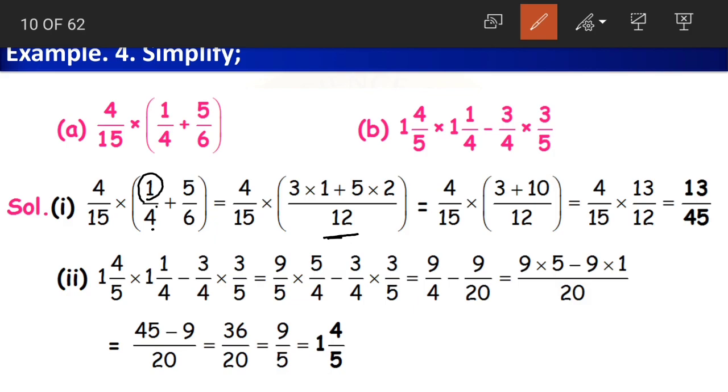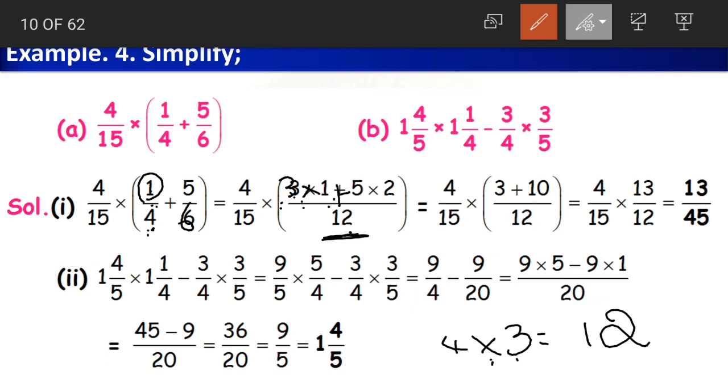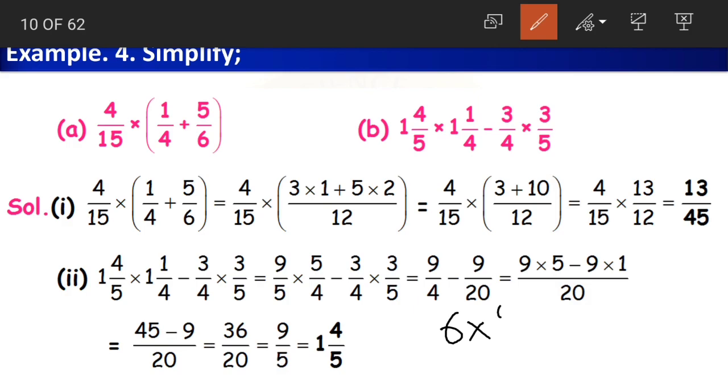Now look at the denominator. The denominator is 4 but the LCM is 12. Now how to make it 12? We know that 4 3s are 12. Yes, 4 3s are 12. So we multiply the numerator as well with 3 here. Yes students, we multiply the numerator with 3. 3 ones are 3, plus. Now coming to the second fraction, 6 is our denominator here. We know that 6 2s are 12. Yes, multiplying with 2. So we multiply the numerator 5 also with 2 here.